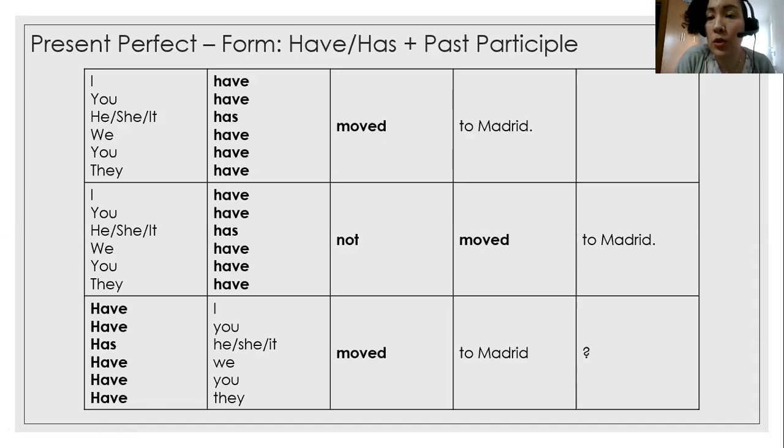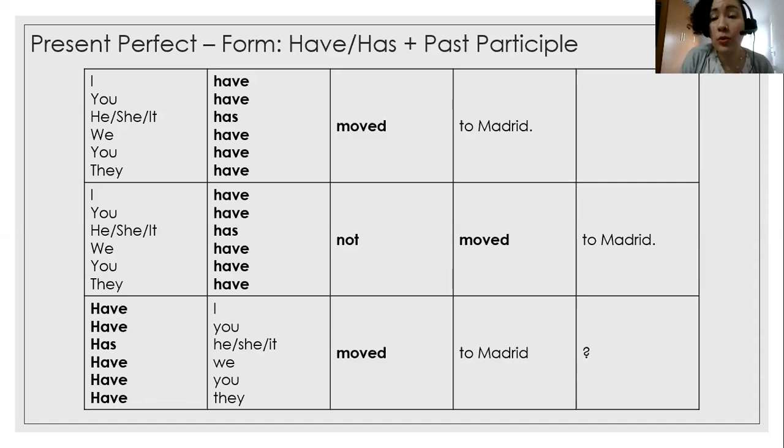And then the question form, the interrogative form, we are going to reverse the order. You know, in English, we do this in questions. We reverse the order. So first, the auxiliary verb have, then the past participle. Okay, so first, have I moved to Madrid? That's a strange question because you should know the answer. So has she moved to Madrid, or have they moved to Madrid is a better question. Okay, and this is how we use the form.